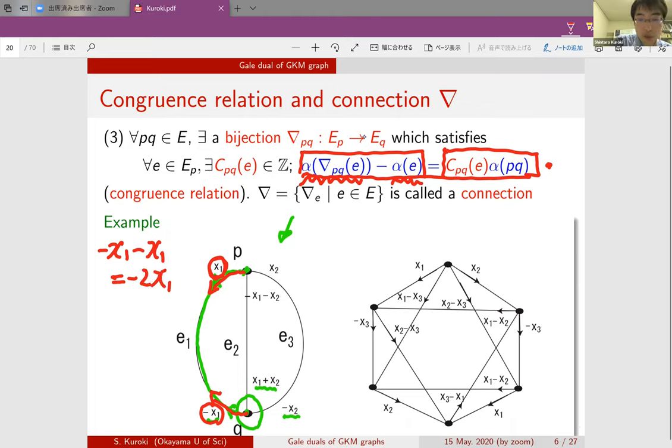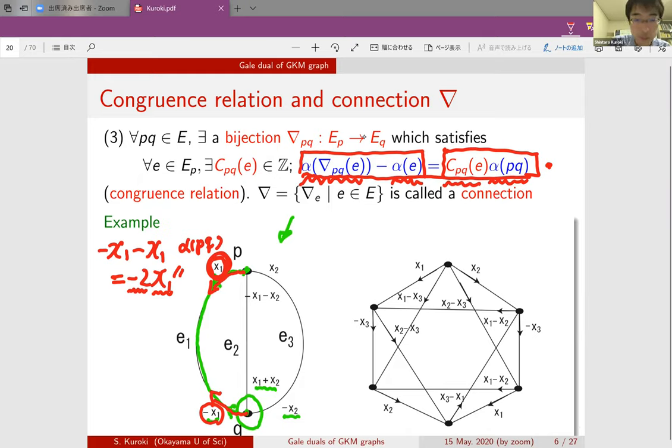And in this case, alpha PQ, this one, is nothing but this X1. This is alpha PQ. And in this case, the integer, the C PQ E, is this one. Okay? So this kind of condition holds for all edges.